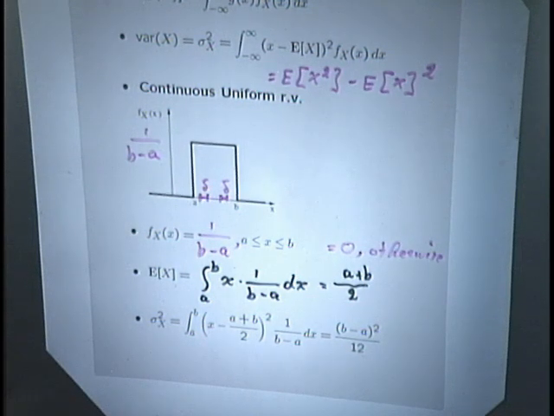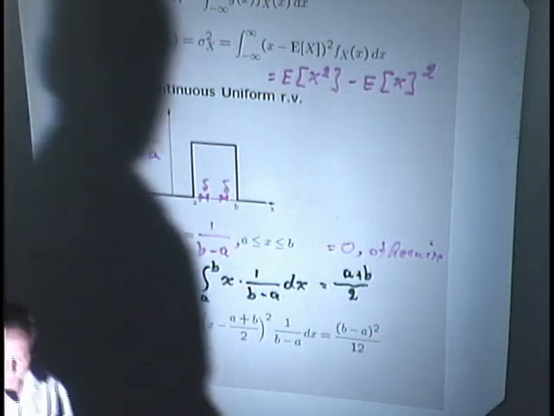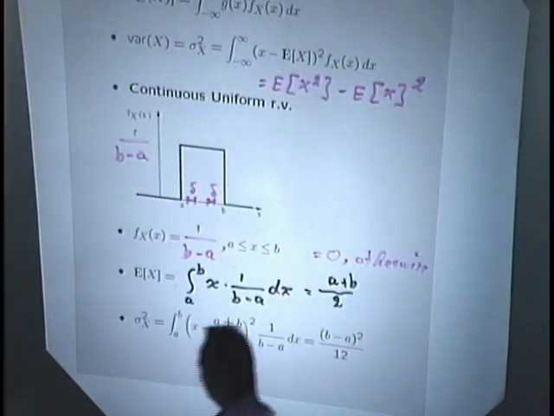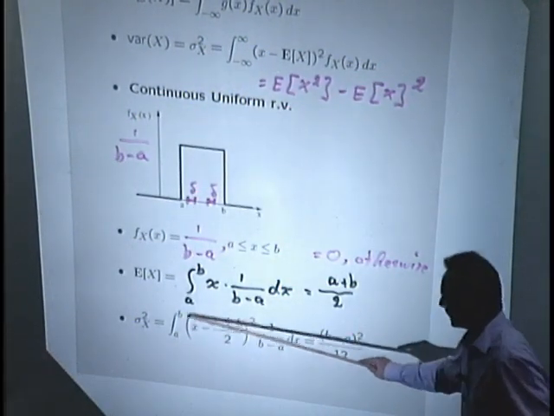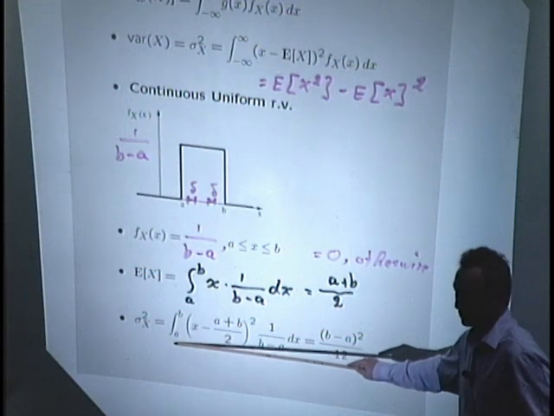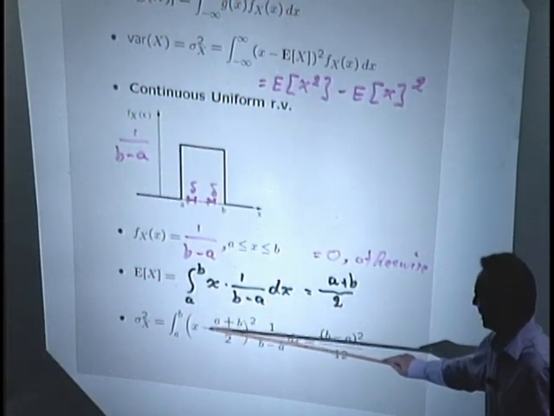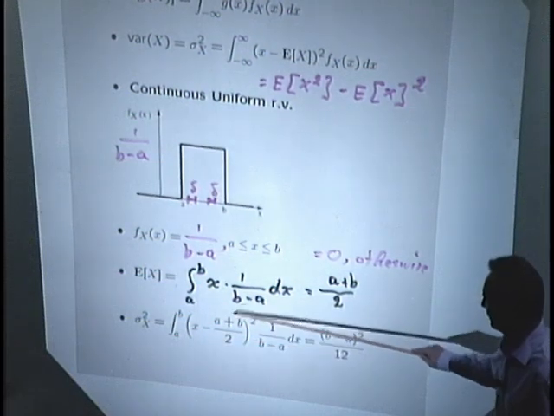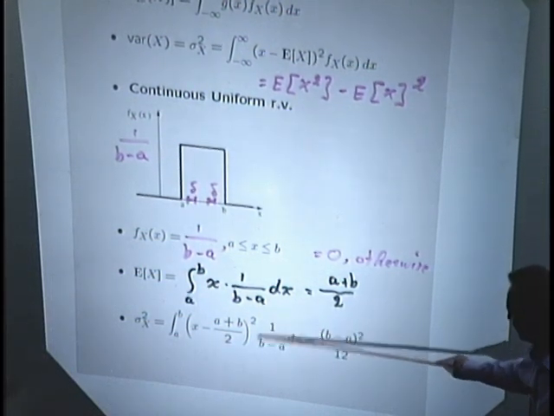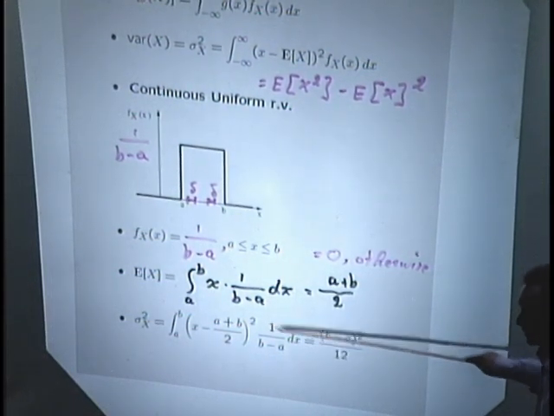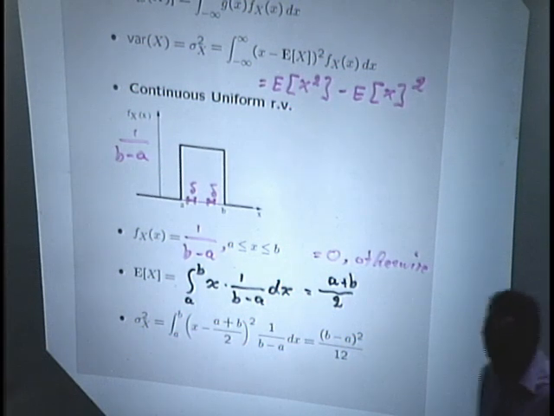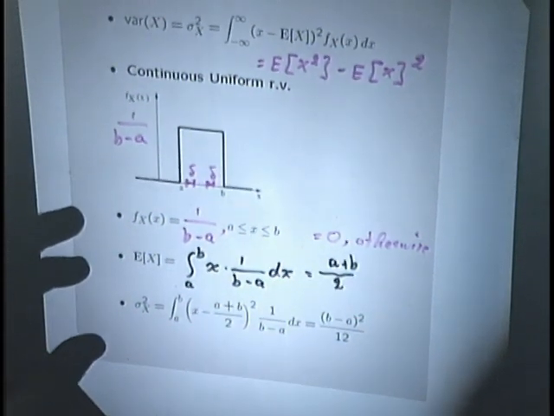Finally, regarding the variance, well, there you will have to do a little bit of calculus. We can write down the definition. So it's an integral instead of a sum. A typical value of the random variable minus the expected value squared times the density, and we integrate. You do this integral and you find it's b minus a squared over that number, which happens to be 12.